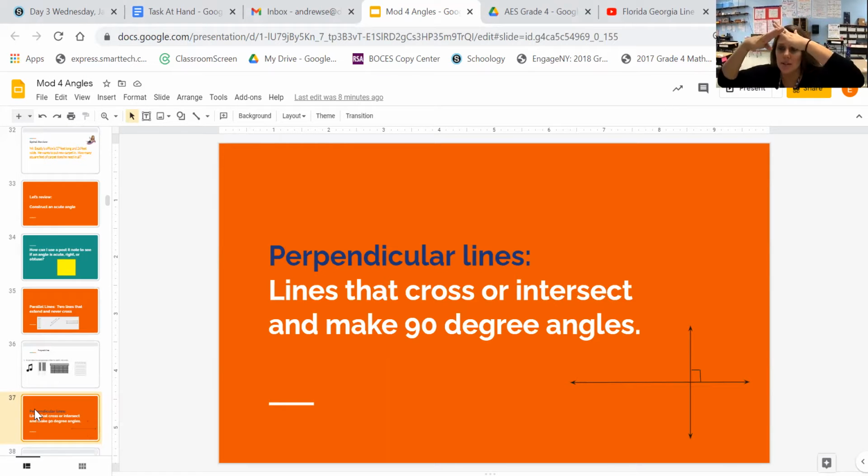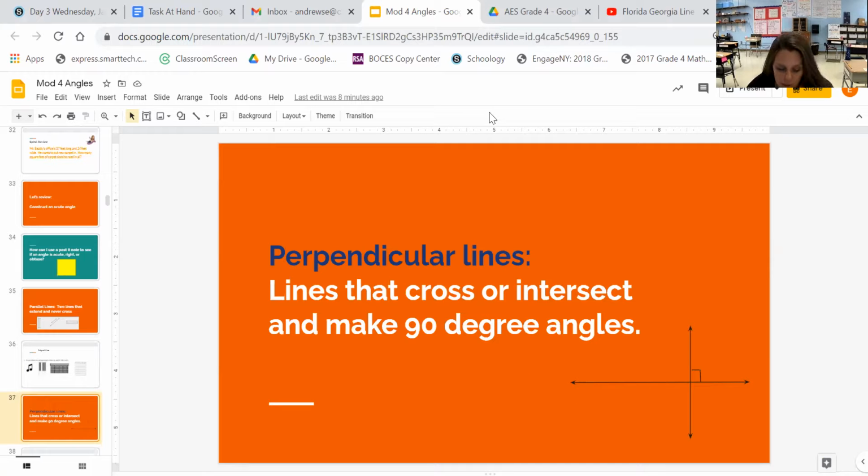Cross, another word, is to intersect. But when they cross, they make a 90-degree angle. So you'll see here this symbol for a right angle, because when they cross, they make 90 degrees. So this would be 90, this would be 90, this would be 90, and this would be 90. Total, it would make 360, but it would make 90 degrees when they cross.